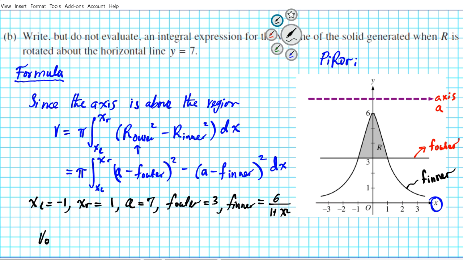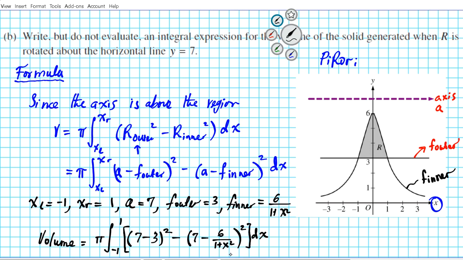Our volume is going to be pi times the integral from x left, -1, to x right, 1, of (7 minus f outer, which is 3) quantity squared, minus (a again, the axis 7, minus f inner, which is the rational function 6/(1 plus x squared)) squared, dx. So that's basically what the expression is. Let's put our bracket here.